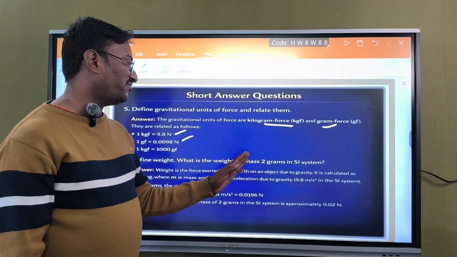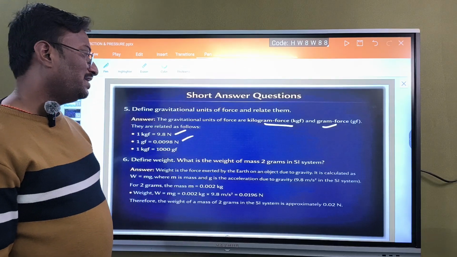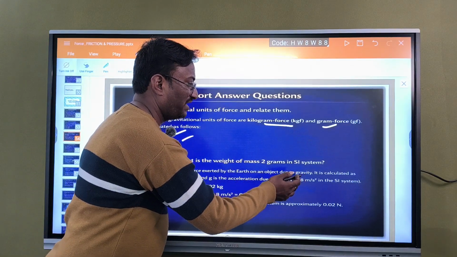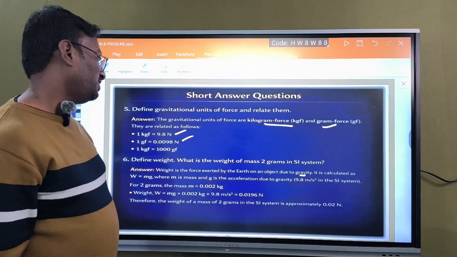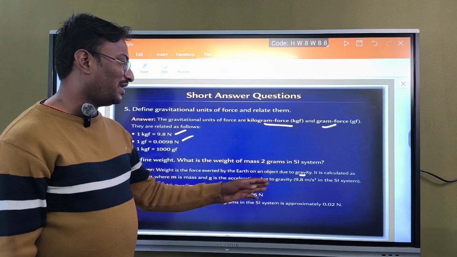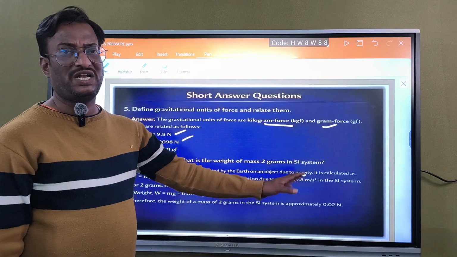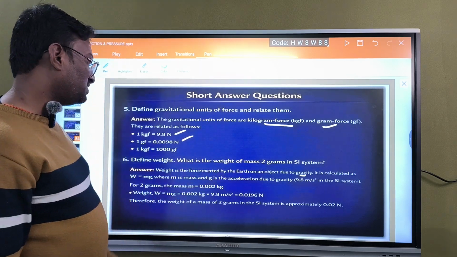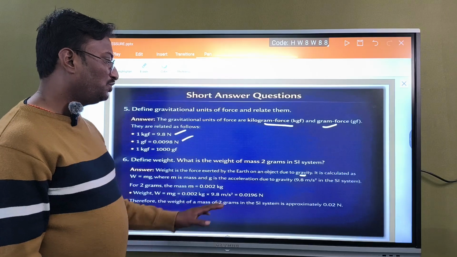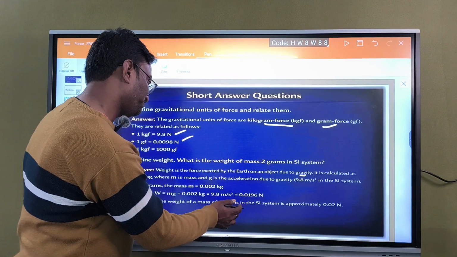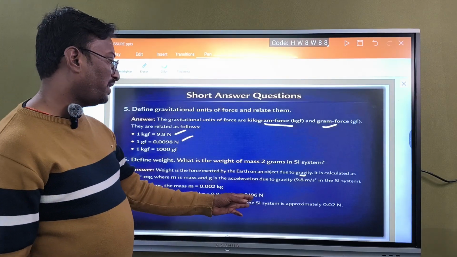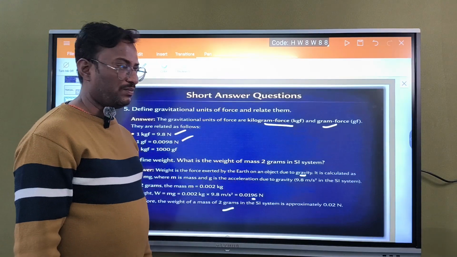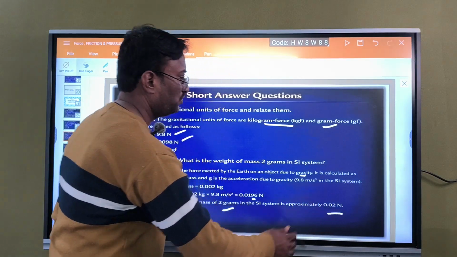What is the weight of mass 2 grams in the SI system? Weight is nothing but the force exerted by the earth on the body due to gravity. It is calculated as W = mg. Let us consider gravity as 9.8 meter per second square, almost 10 meter per second square. So if the mass of the body is 2 grams, that is 0.002 kg into 10, the force is almost equal to 0.00196 or 0.002 newtons, almost 0.02 newtons.